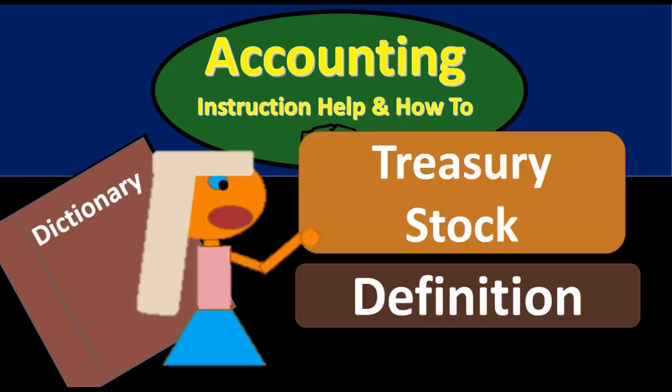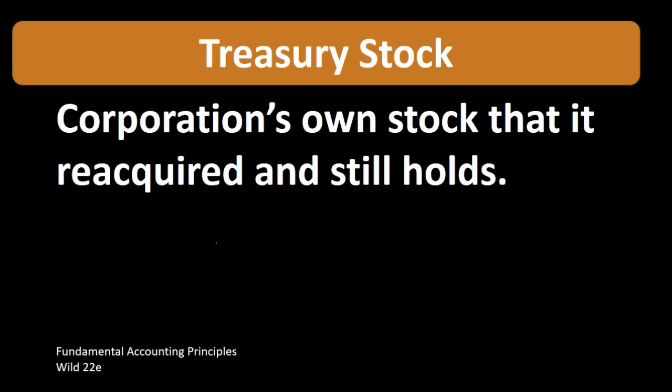Hello, in this lecture, we will define treasury stock. According to Fundamental Accounting Principles, Wild 22nd edition, the definition of treasury stock is a corporation's own stock that it reacquired and still holds. So treasury stock is going to be a form of stock holdings for the corporation, the difference being that it's a reacquiring of its own stock.